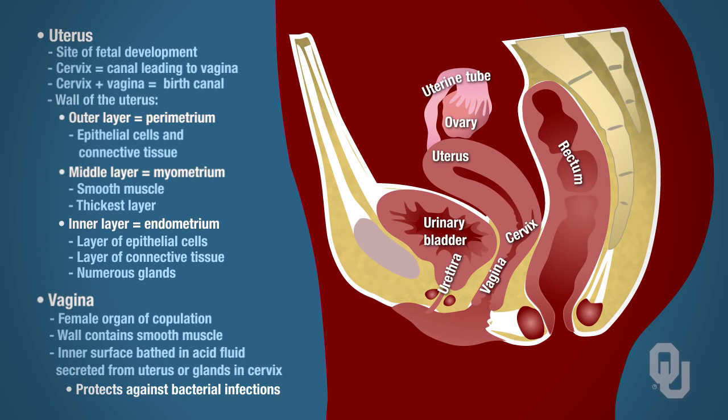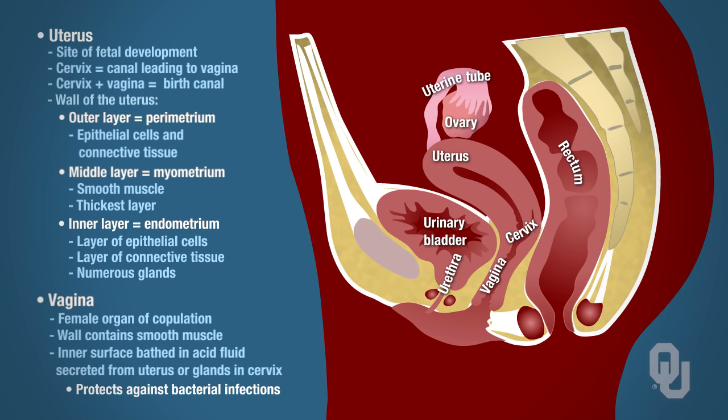We're going to focus momentarily on the uterus as well as the vagina. I'm not going to read all of this information to you because you can read it. What I want to focus on is the wall of the uterus. There are three layers. The outermost layer is called the parametrium, and that has epithelial cells and some connective tissue. The middle layer is called the myometrium, which is composed of smooth muscle. And the most important layer of all for us is the endometrium, because when we discuss the menstrual cycle, we'll be talking a lot about the endometrium, the innermost layer of the uterine wall.